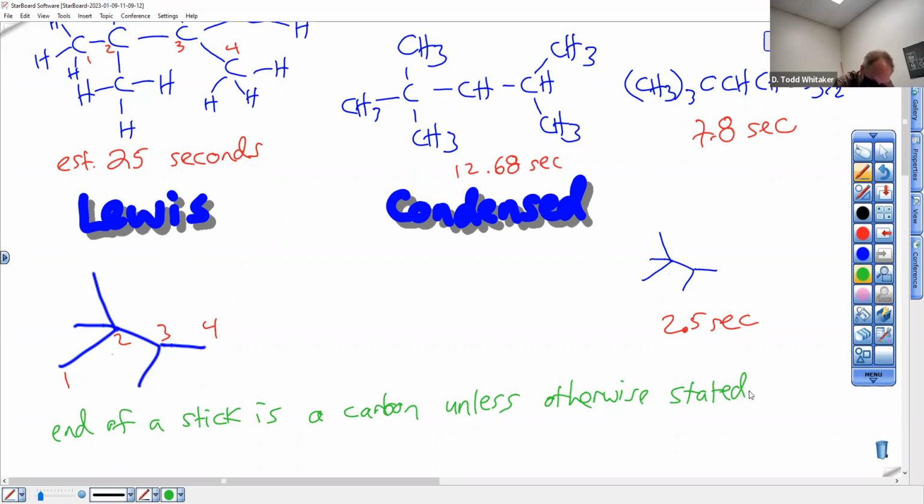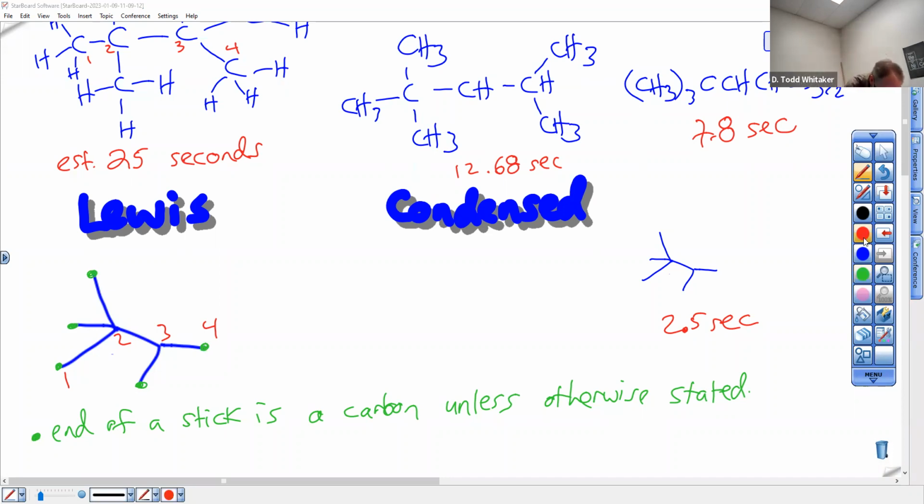So that's one place you'll find a carbon. I'm going to put a green dot on everything that matches that description. Got it? Those are 5 carbons in this molecule.